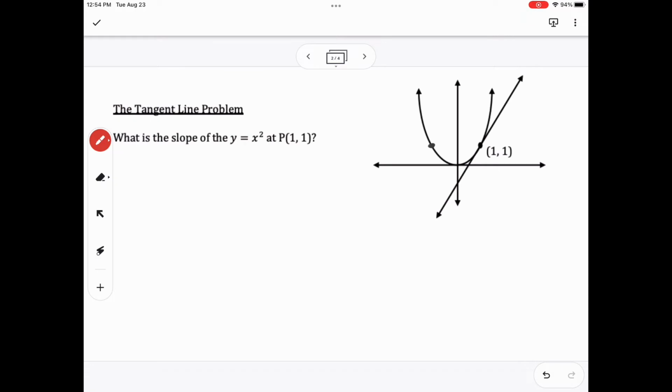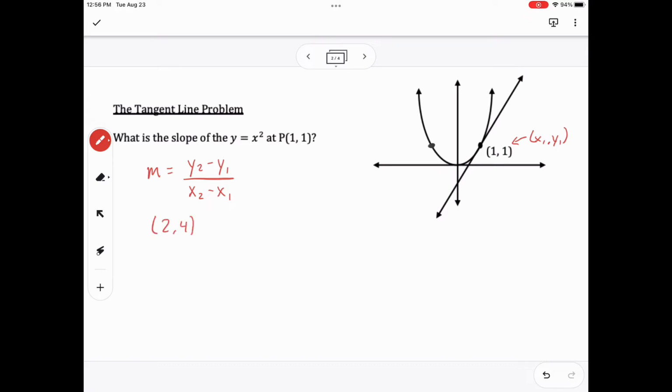So now moving on to what we call the tangent line problem. We're looking at a parabola, and it has a line tangent to it at the point (1, 1). We want to know what is the slope of y equals x squared at that point. Remember, slope is y2 minus y1 divided by x2 minus x1, so the difference of y's over the difference of x's. Let's call (1, 1) our (x1, y1) point.